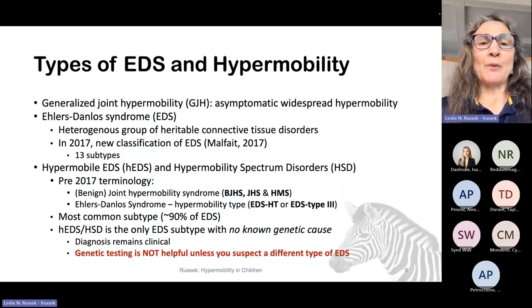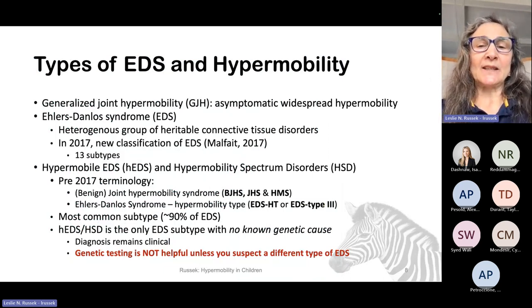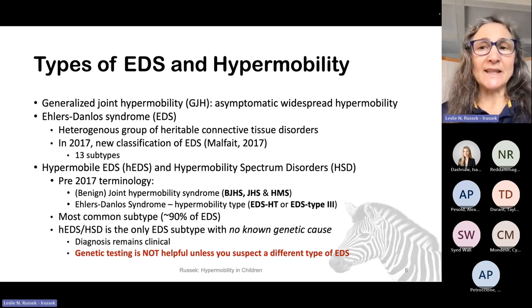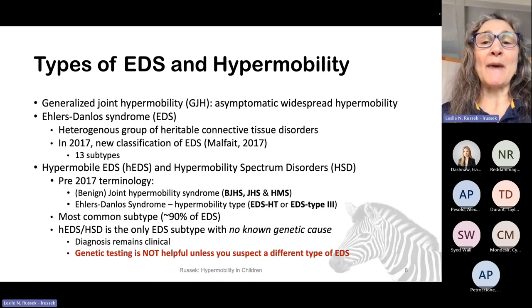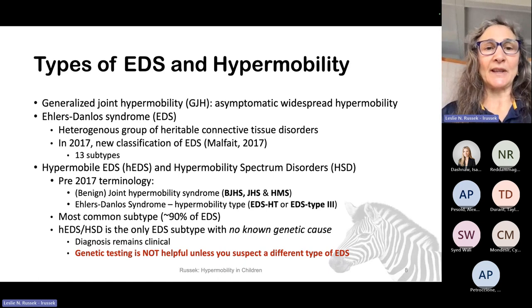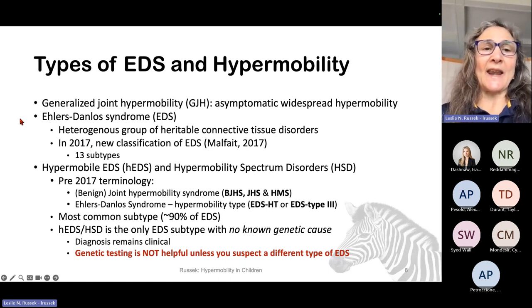So generalized hypermobility, joint hypermobility, this is when people are bendy, but they don't have any symptoms. And it's important to realize that not everybody who's flexible has symptoms. We don't want to medicalize our healthy population. And then we have a group that have Ehlers-Danlos syndrome.